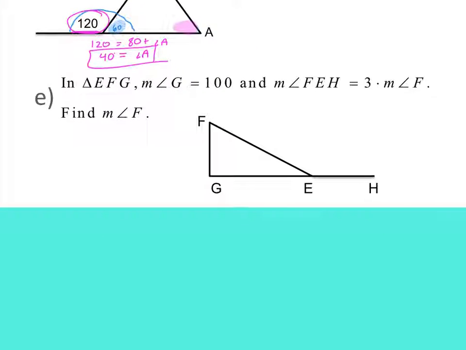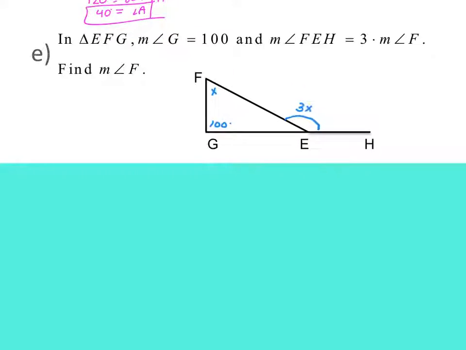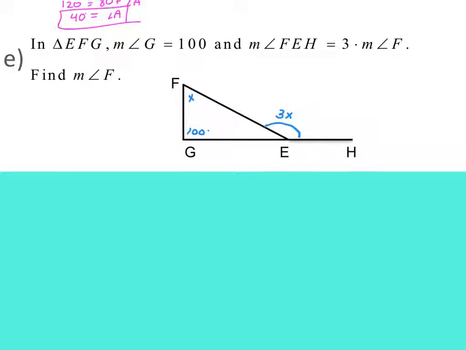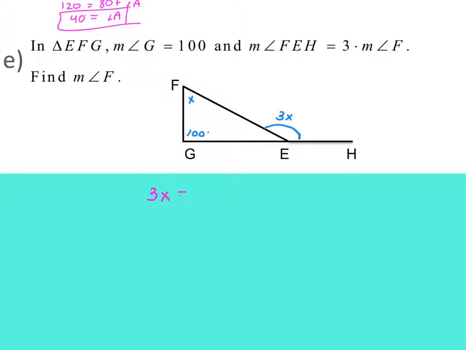Okay, E says in the triangle EFG, the measure of angle G is 100. So this one's 100. And the measure of angle FEH, which is this angle here, is 3 times the measure of angle F. So if I want to call angle F x, I can. This would be 3x. Find the measure of angle F. So what's the relationship between all of those angles? Which is the exterior angle? 3x. The exterior angle equals x plus 100. The sum of the remote interiors, right? So x plus 100. And then, what do we do?